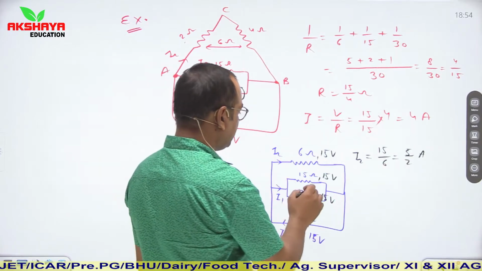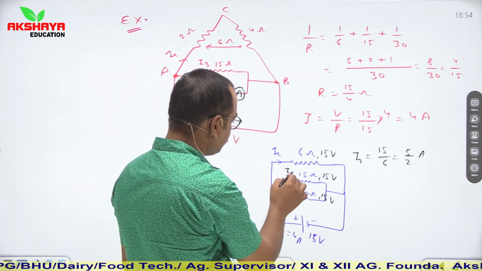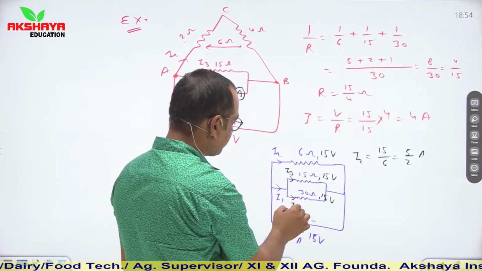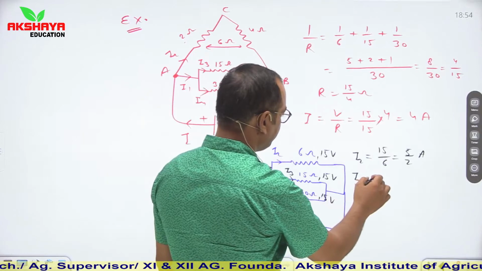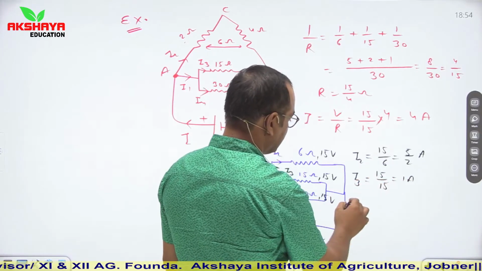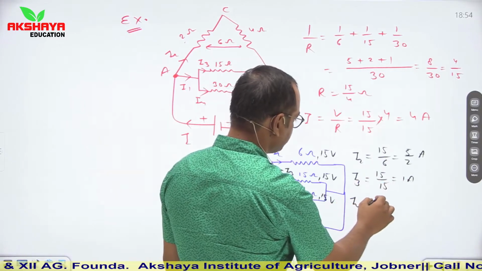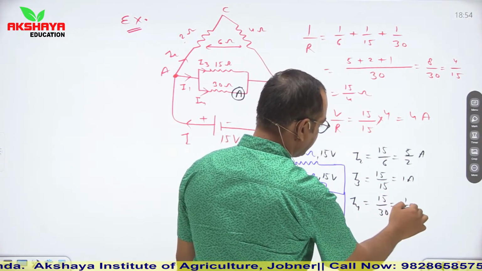Now in case of 15 ohms, we have considered here it is as I3 and this current as I4. So I3 is equal to 15 upon 15. So it is equal to 1 ampere. And similarly I4 is V upon R. So it is 15 upon 30. So it is equal to 1 by 2 ampere.